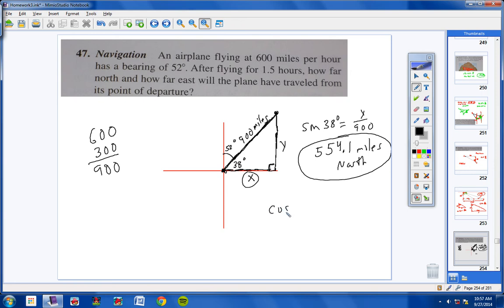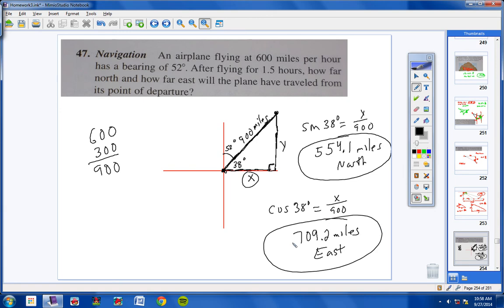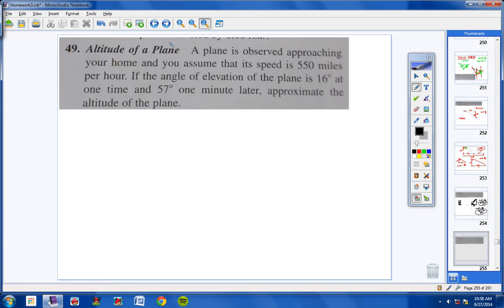So we would use the cosine of 38 degrees is adjacent over hypotenuse. Multiply both sides by 900. So we would have 900 times the cosine of 38 degrees. And we'll get 709.2. And I'm checking the answers in the back of the book. Yes, 709. So 709.2 miles. And that would be your x. So that would be your east, okay? All right, moving on to number 49.